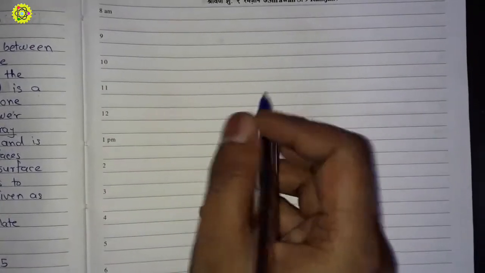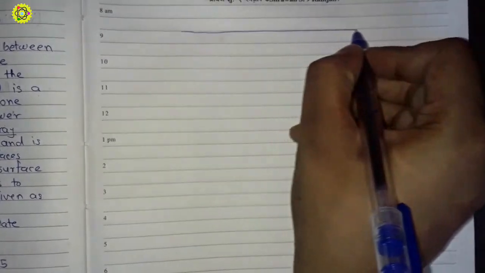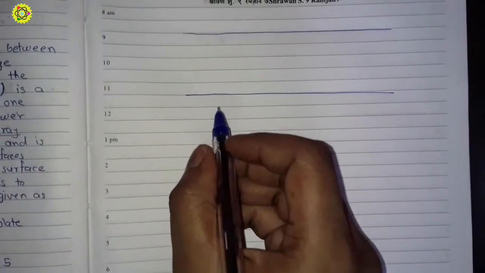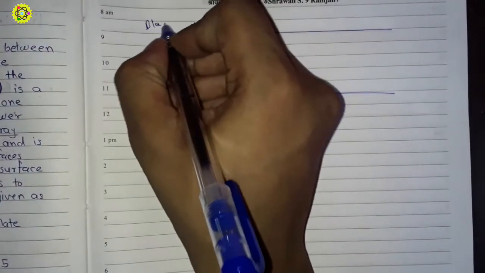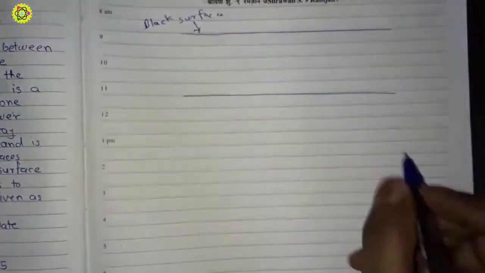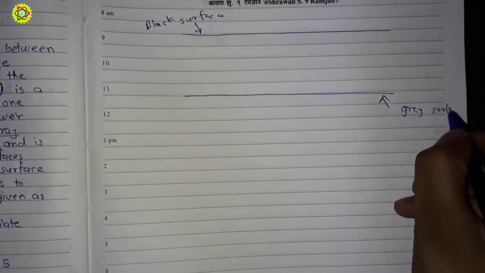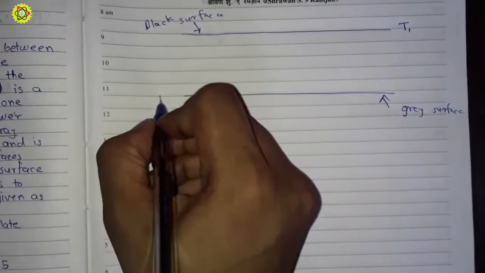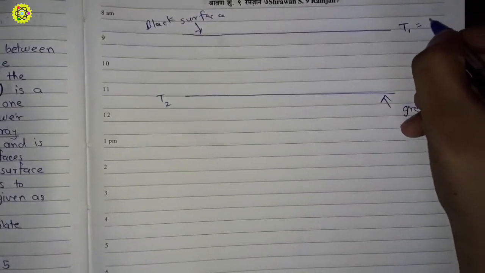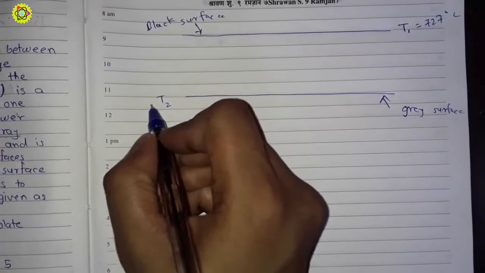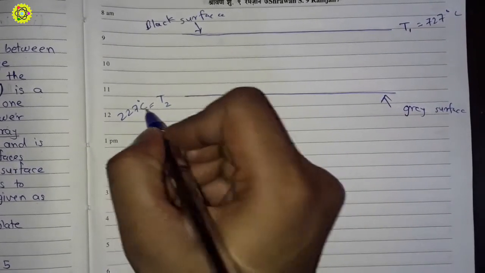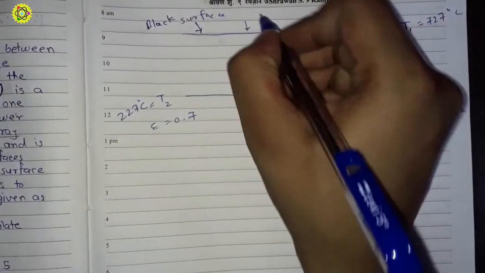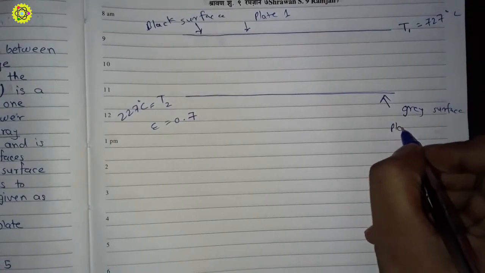To understand this, we will first draw the diagram. Suppose this is the first plate, that is the black surface, and this is the second surface, that is our gray surface. This black surface is maintained at temperature T1 and this gray surface is maintained at temperature T2. T1 is 727 degrees Celsius and T2, that is the gray surface temperature, is 227 degrees Celsius, and its emissivity is 0.7. This is plate 1 and this is plate 2.